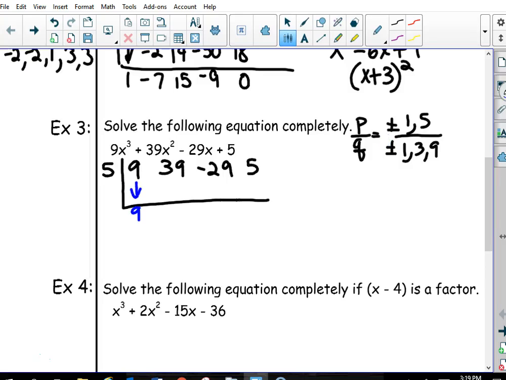Okay, 5 times 9 is 45. All right, I already know I have a problem because I add 39 and 45, I'm going to get a number over 80. And then I'm going to multiply it by 5, and I'm going to get a bigger positive number. So this is not going to work. So let's try negative 5, and let's just restart the process.